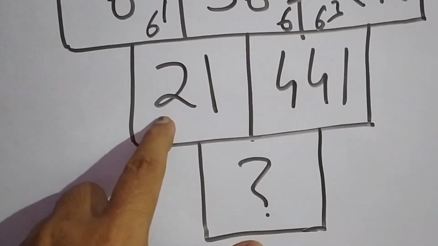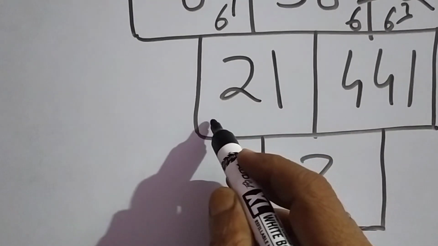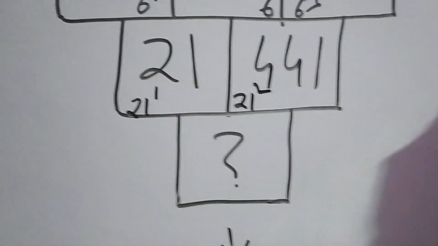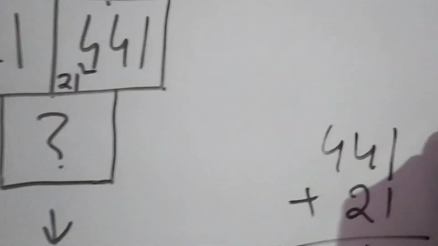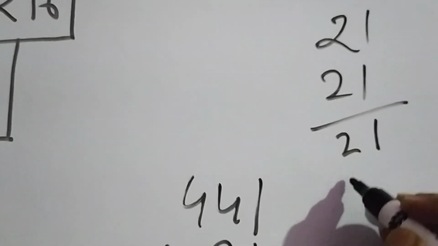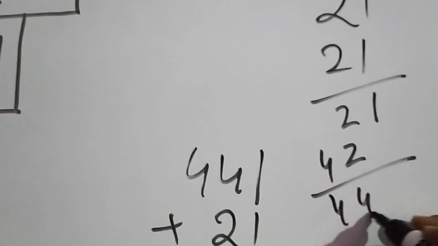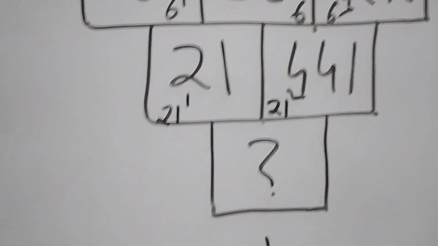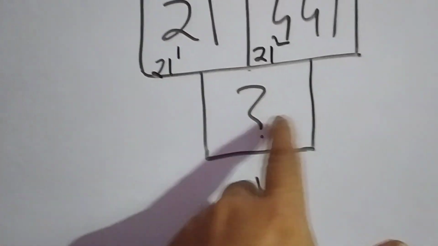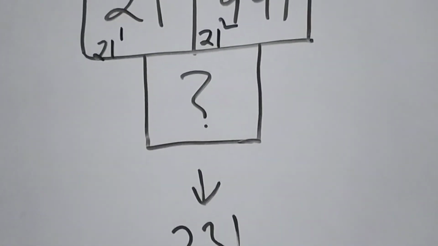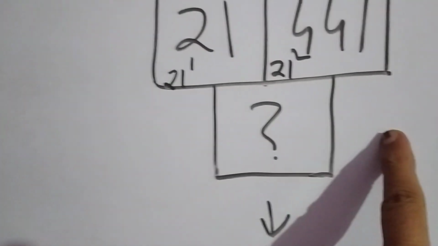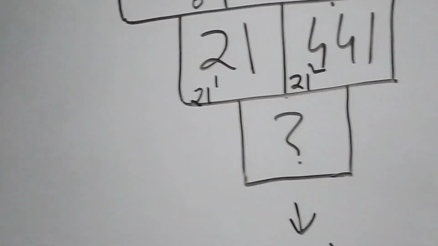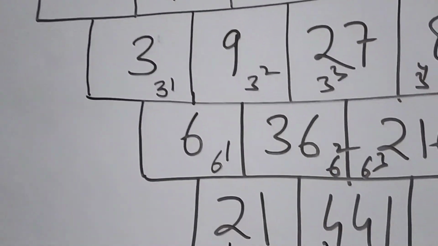Now it's 21. 21 raised to power 1, 21 raised to power 2. What is the square of 21? You can see it. 441. Okay. So what will be the number here? There is no number next to this previous number, so this is an unknown number here. But this will follow the pattern of this one.